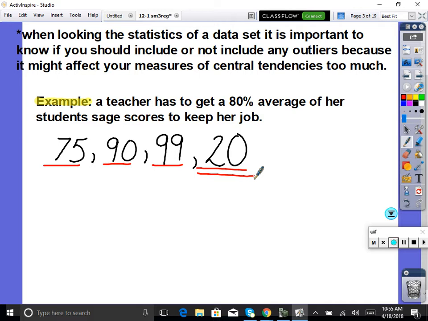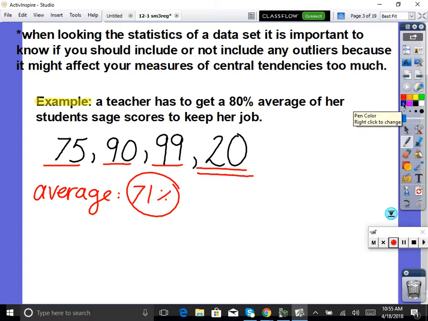So let's find the average here. Does the teacher get to keep their job? So what is the average? So you did this plus this plus this plus this divided by 4. They got 71%. So this teacher is then terminated. Well, let's hope that this teacher then says, can I see the data that you are terminating me based on? So they give this teacher these scores.